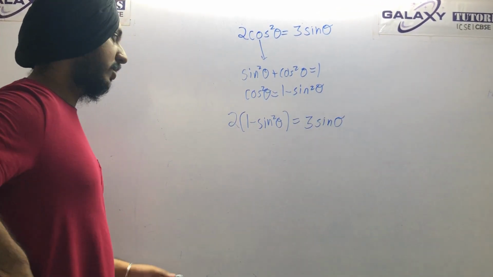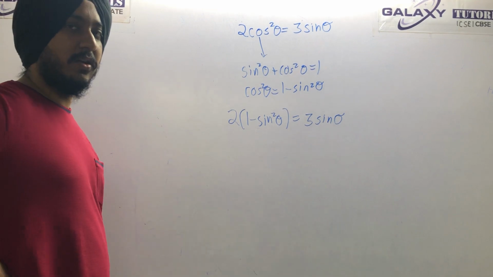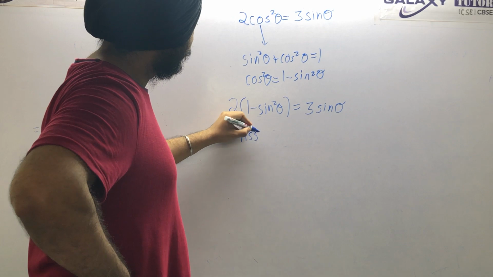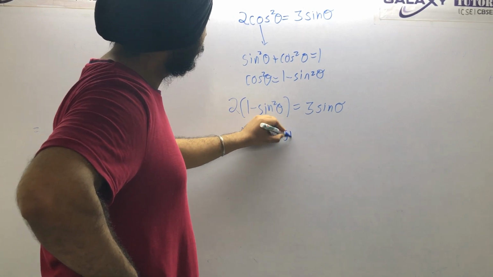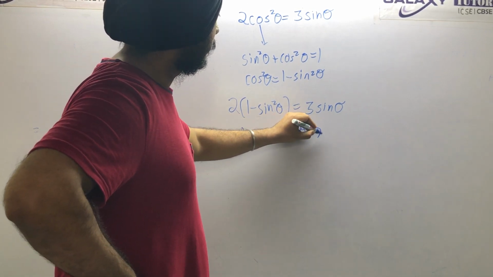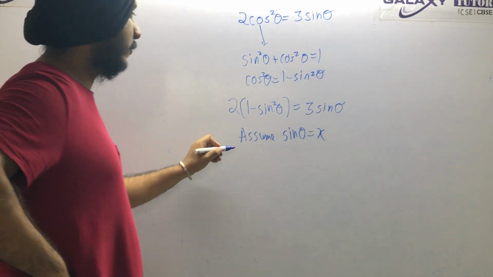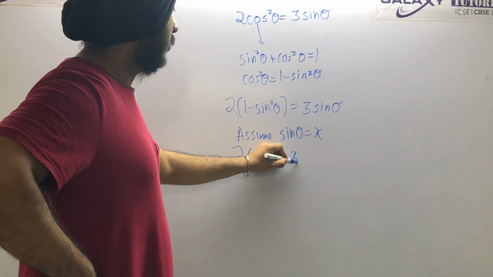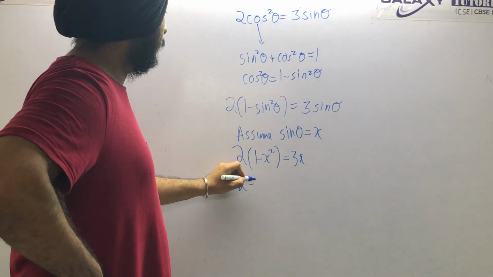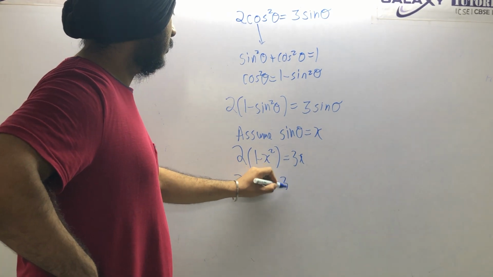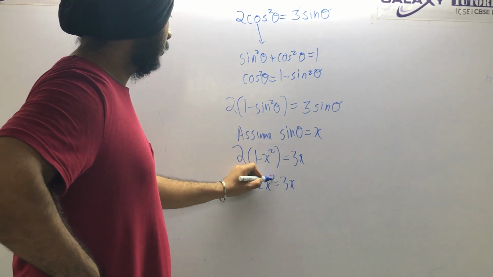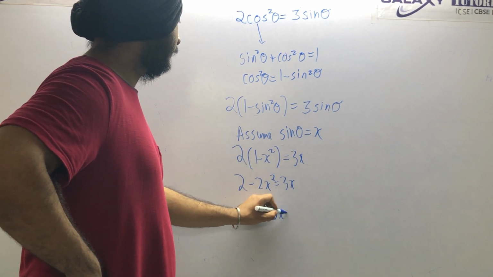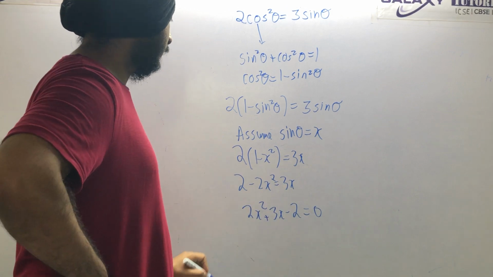Okay. Now just rearrange this. This looks like a quadratic equation. For people who have trouble understanding, I will say assume sin theta is equal to x. So what will the equation turn out to be? 2 into 1 minus x square. Yes. So 2 minus 2x square is equal to 3x. So 2x square plus 3x minus 2 is equal to 0.